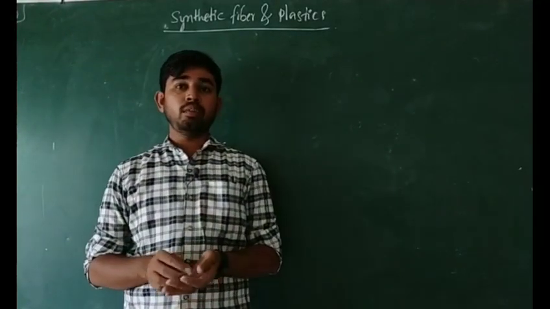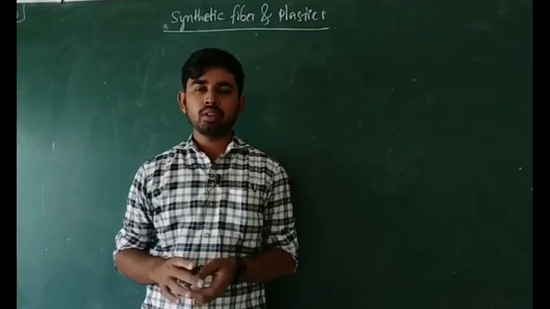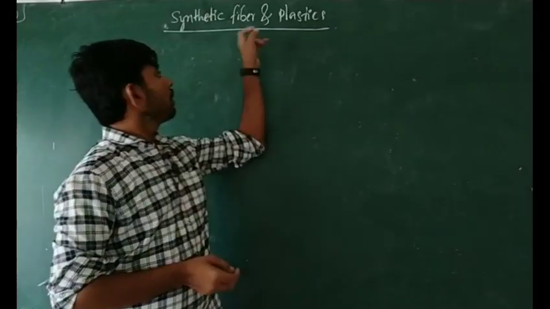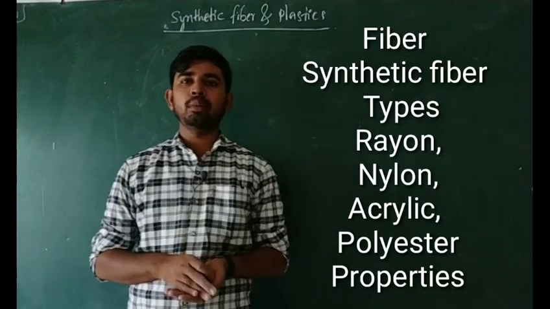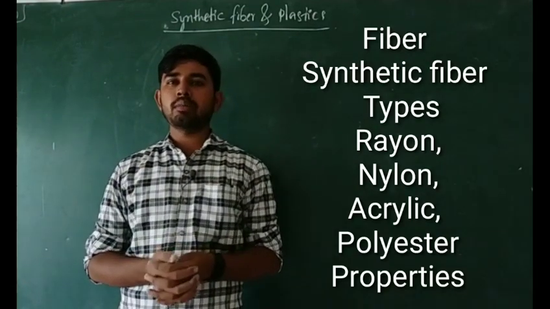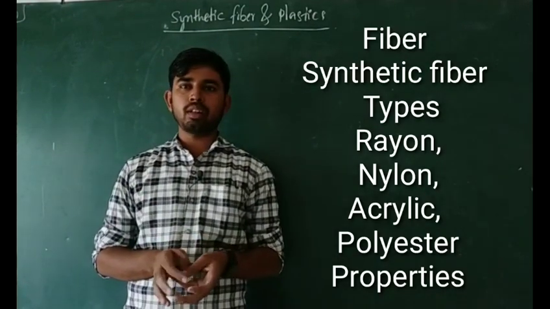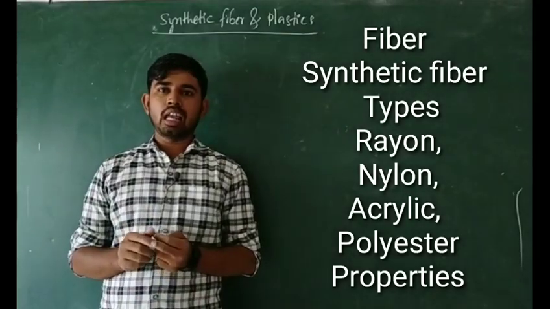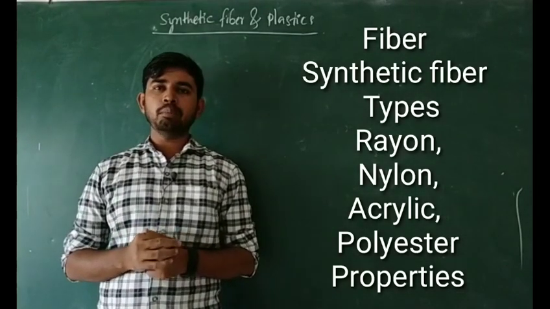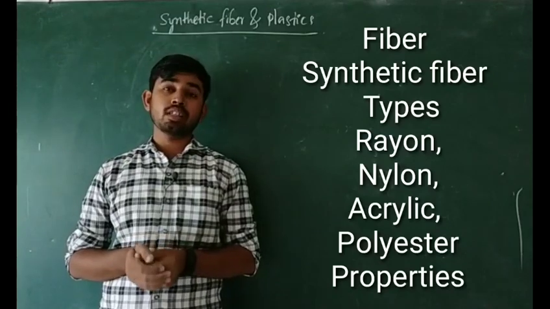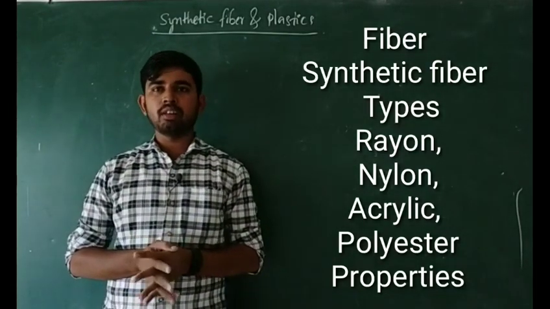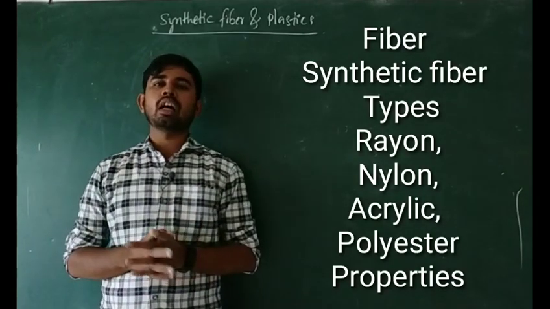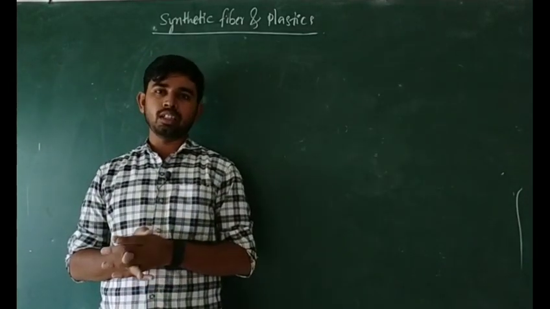This is Pandit and today we are going to do the revision on the chapter called synthetic fiber and plastic. In this chapter we are going to discuss what we mean by fiber and the types of fiber. Within the types of fiber, we are mainly going to focus on rayon, nylon, acrylic and polyester. Then we are going to discuss the characteristic properties of synthetic fiber, what the advantages are, and what the disadvantages are.